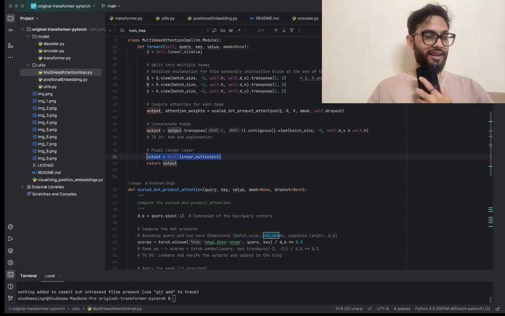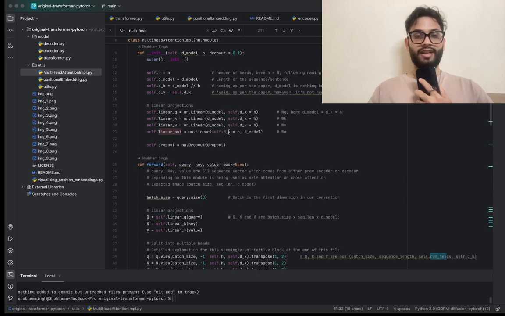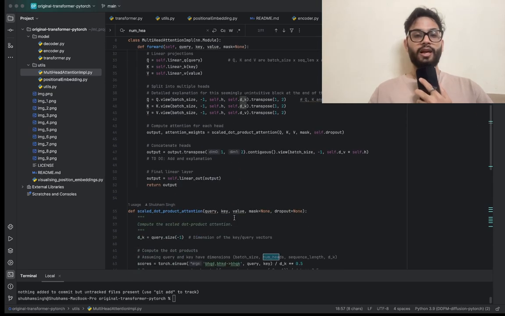Why does this linear layer exist? In this current implementation, there is no need. If you see this linear out, it has the same dimensions, self.dv times h by d_model. As I already told, dv is nothing but dk. So I think this exists to add generalizability in this code. If let's say dv is not equal to dk, and dk times h is not equal to d_model, then this linear layer will rescale the length.